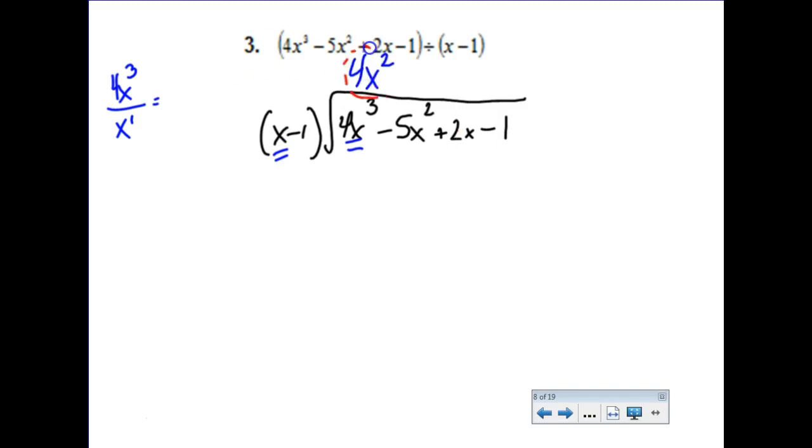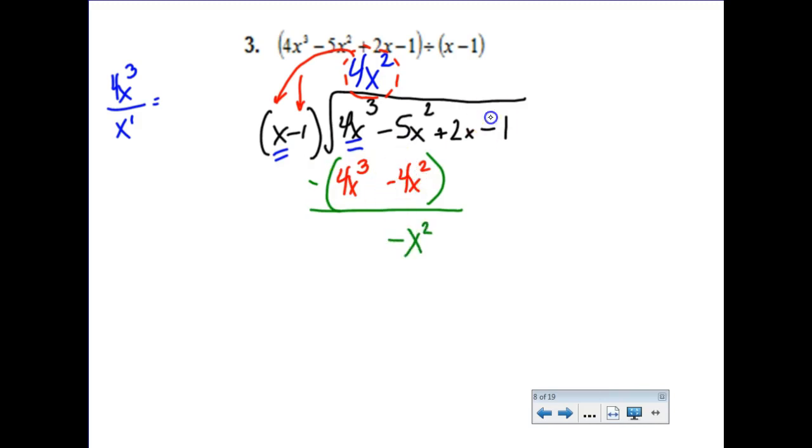So now I take that 4x squared and I multiply it into my divisor, and I get 4x to the third minus 4x squared. All right, subtract. Those lead terms should cancel, so I feel like I'm on the right track because I canceled. Negative 5 minus negative 4 is negative 5 plus 4, so that would give me a negative 1x to the second. And then I got to go again. I got to bring down the next term.